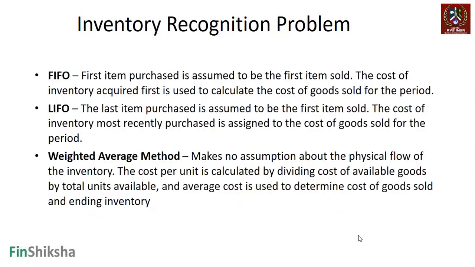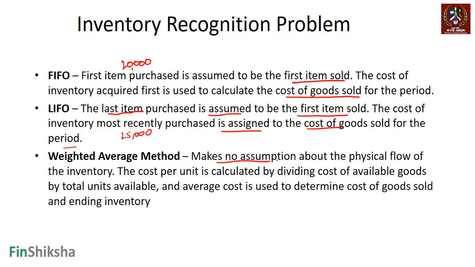First in, first out, where the first item purchased is assumed to be the first item sold. The inventory acquired first is used to calculate the cost of goods sold for the period, right? So in our example, this would be the inventory acquired at 20,000. That will be sold. The LIFO method is the last item purchased is assumed to be the first item sold. In this case, the inventory most recently purchased is assigned to the cost of goods sold period. In our case, that number will be 25,000.